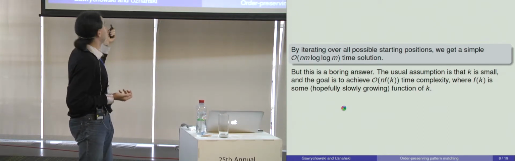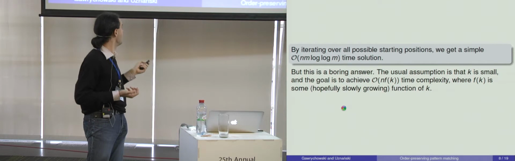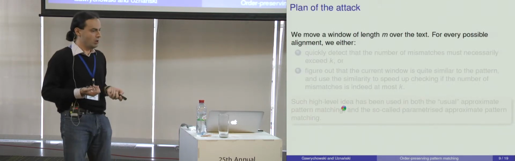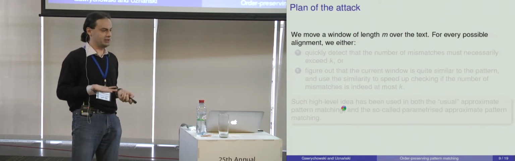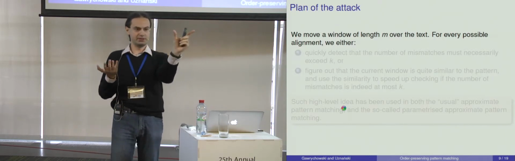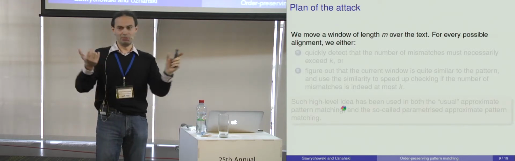So this is not such a complexity, right? Because we have n and m. So what could you do? Well, you can use the following plan of attack. You move your window of length m over the text, maybe from left to right.